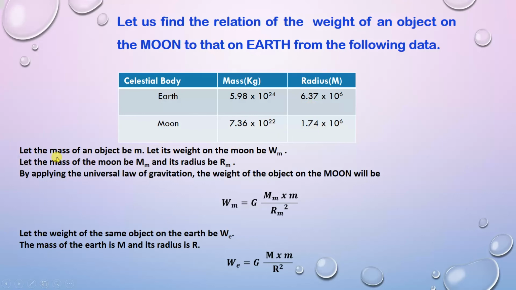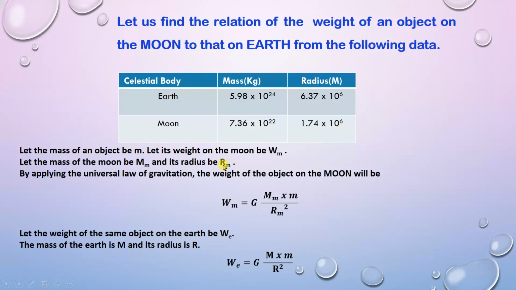So let's take the mass of the object to be m, which has to go to the moon and also to earth. And let its weight on the moon be Wm. W is for weight and m is for moon. And let the mass of the moon be capital M with suffix small m, meaning this is the mass of the moon, and its radius which we are taking as 1.74 we will denote by Rm.